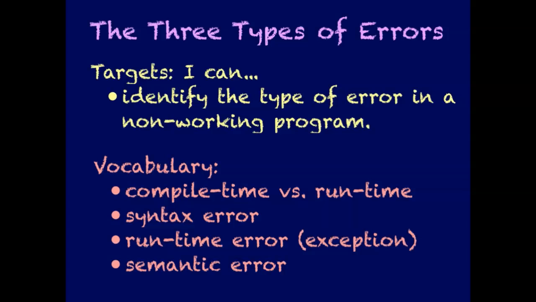In this video, we're going to look at the three types of errors that a programmer can make, and we want to learn to identify the different types of errors so that we can address them in the right ways. So we're going to pay attention to compile time versus runtime, and then the three types of errors are syntax errors, runtime errors, which we also call exceptions sometimes, and semantic errors. So let's take a look at each of them in turn.